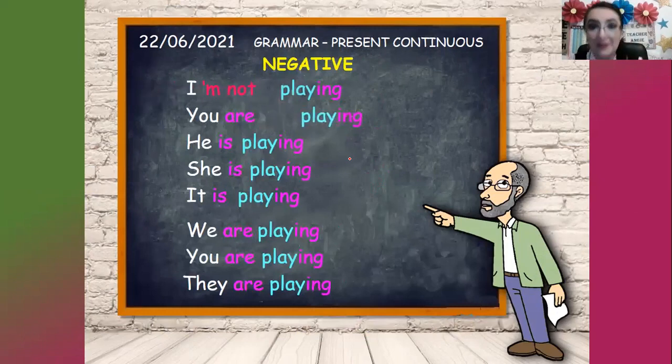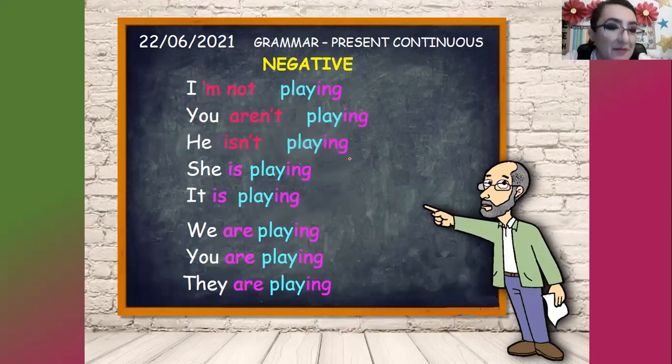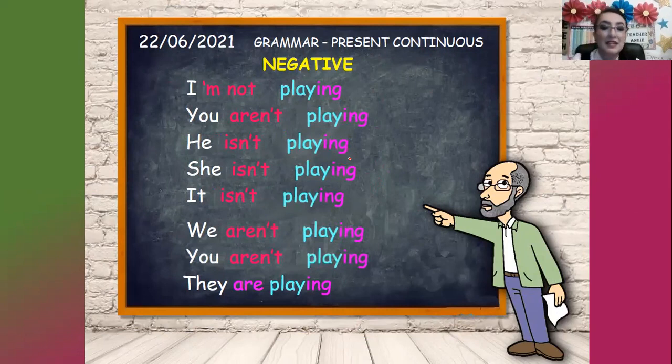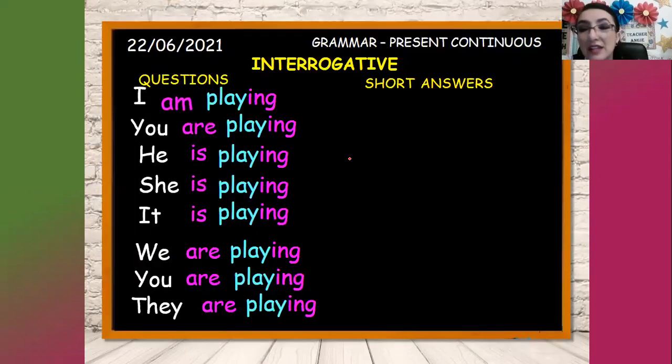For negative, we are going to have all these situations. He's playing, he's not playing, she's playing, she's playing in this moment. It is playing, we are playing, they are playing. If I say they are playing, they are not playing. The only thing that we need to do is add the not.